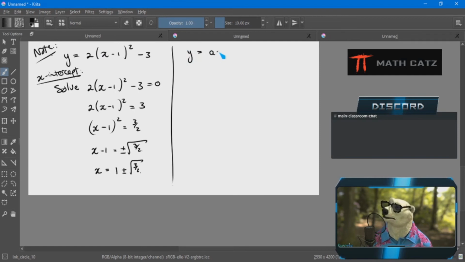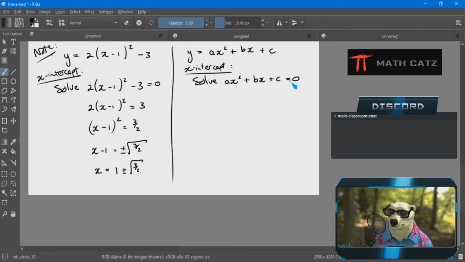If I now have an ax squared plus bx plus c general form, then my x-intercept, and this is probably the thing people remember the most, is still to solve the equation I get when I plug in 0 for y. Now, if you go through the whole song and dance, completing the square from this general form, getting it into standard form, then doing this same thing, you're going to get what we call the quadratic formula. Negative b plus or minus square root of b squared minus 4ac over 2a.